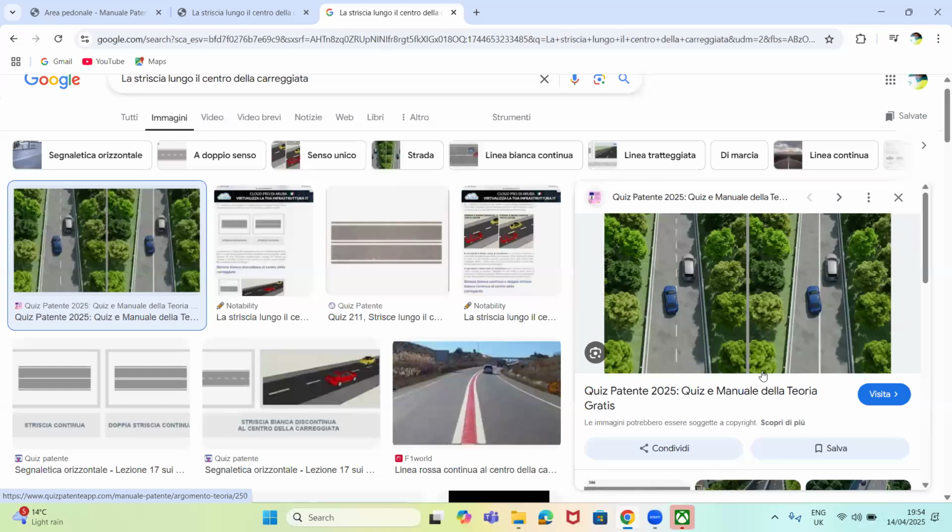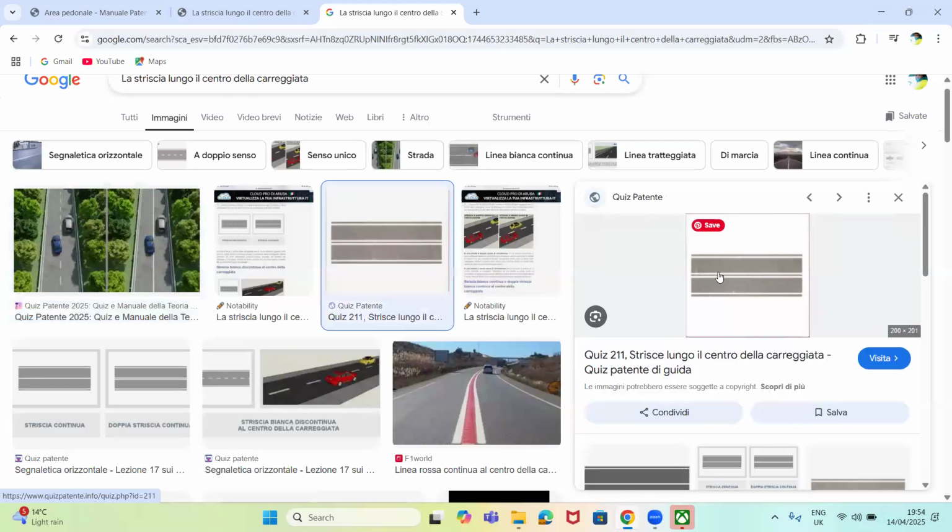Now, look at this picture here. What they are trying to tell us, what is la striscia? Striscia means line. Lungo means it is long on this carreggiata. It is for the center of the carreggiata. They're talking about this white continuous line, the discontinuous line, and the double continuous line that you see at the center of the carreggiata. We see them now. Let's continue.